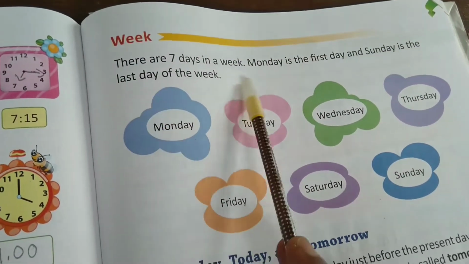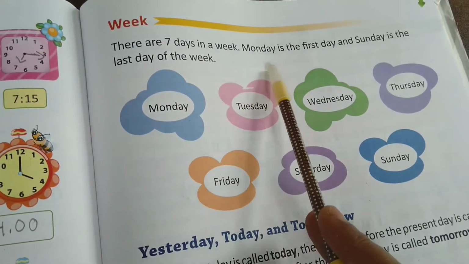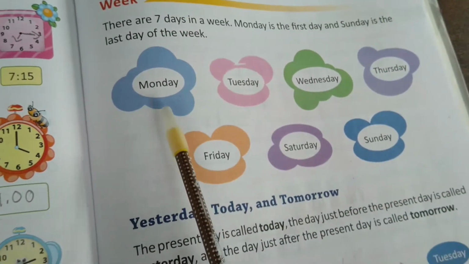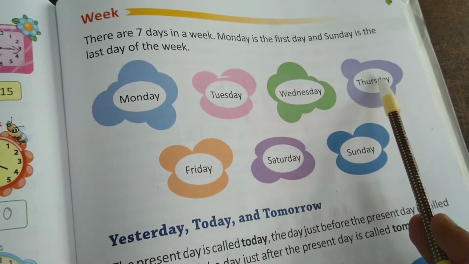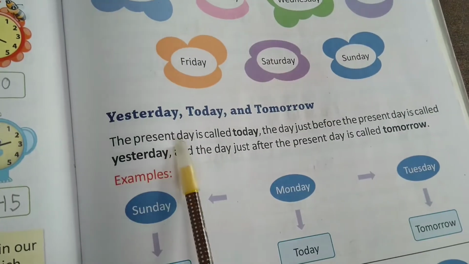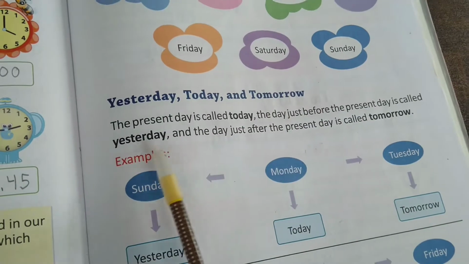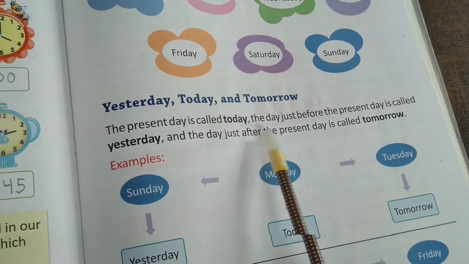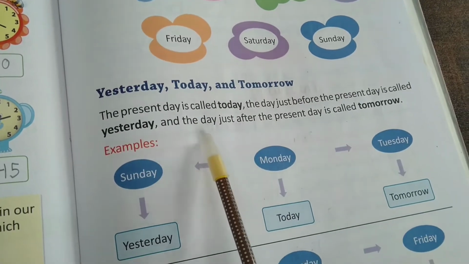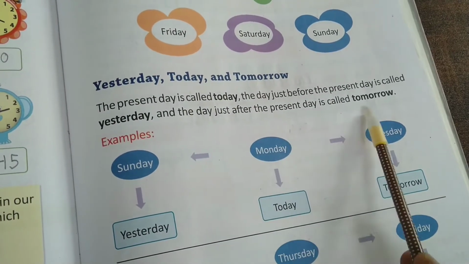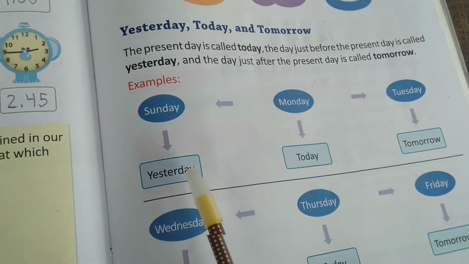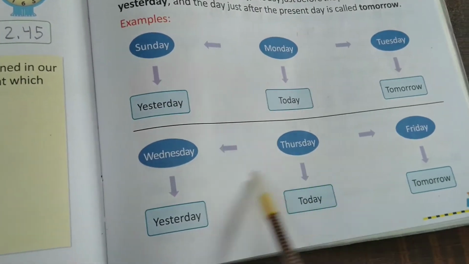Next comes weeks. There are 7 days in a week. Monday is the first day, Sunday is the last day of the week. Monday, Tuesday, Wednesday, Thursday, Friday, Saturday, Sunday. Yesterday, today and tomorrow. The present day is called today. The day just before the present day is called yesterday, and the day just after the present day is called tomorrow. If today is Monday, what is yesterday? You can fill in here.